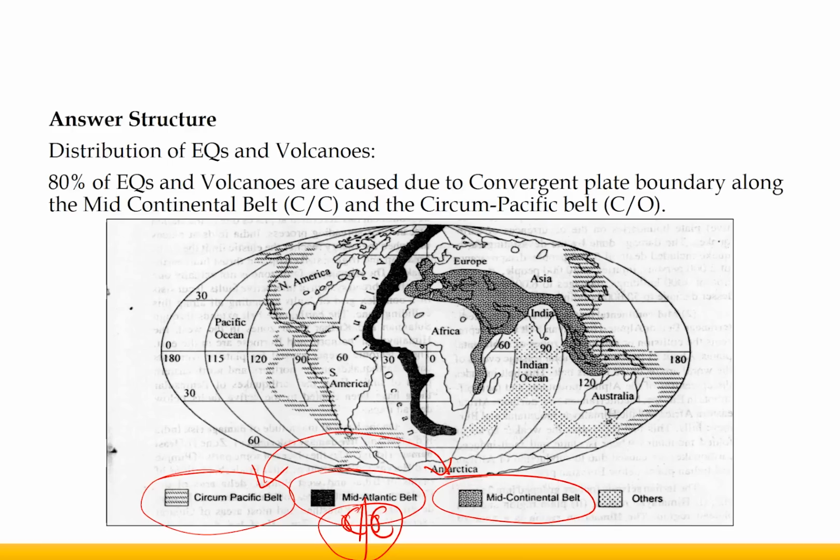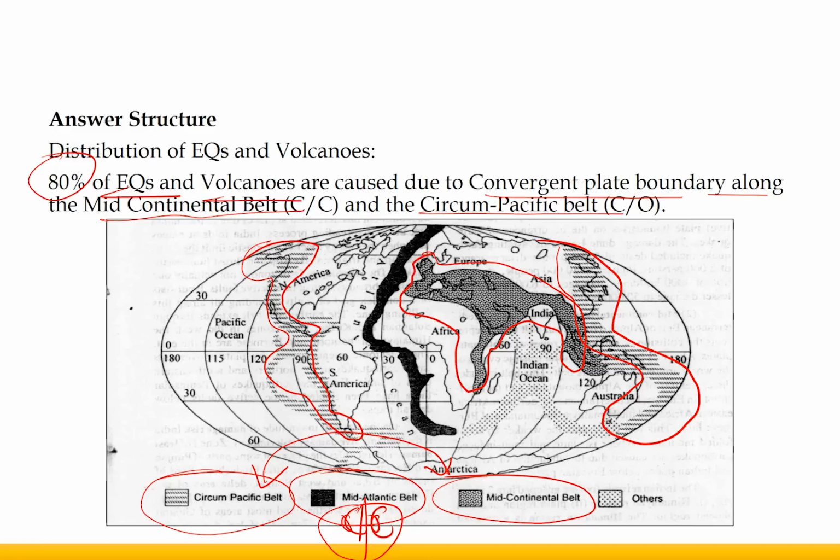Okay, and only on these two belts you can find 80% of earthquakes and volcanoes. 80% of earthquakes and volcanoes are caused due to convergent plate boundary along the mid-continental belt and Circum-Pacific belt. Just to give you a better idea, what is the Circum-Pacific belt? Circum-Pacific belt is this one, and over here. Okay, and the mid-continental belt is this one. All right. So these are two belts.